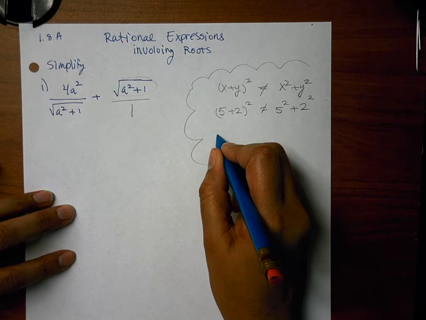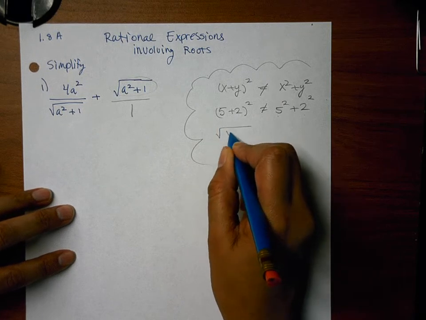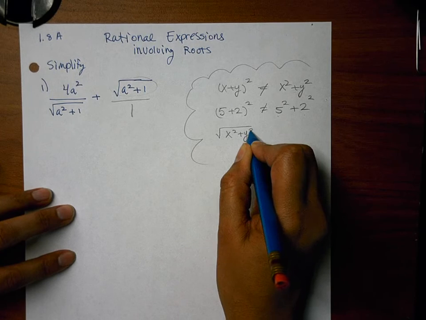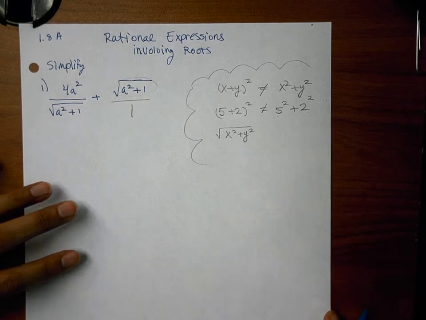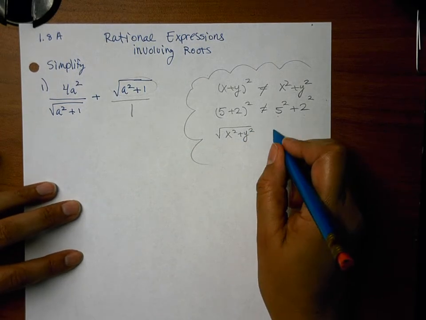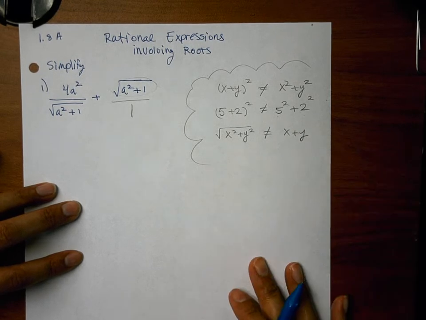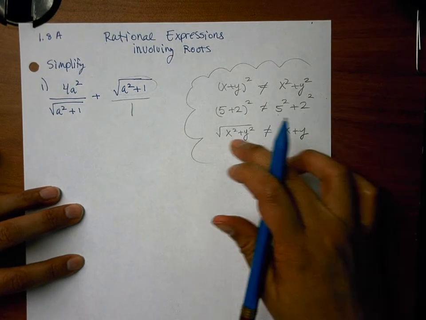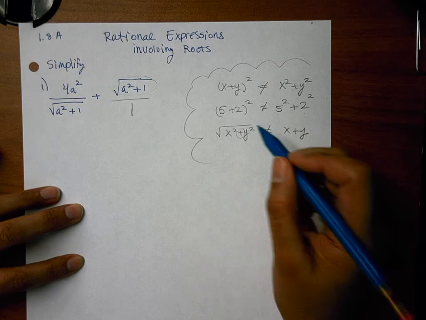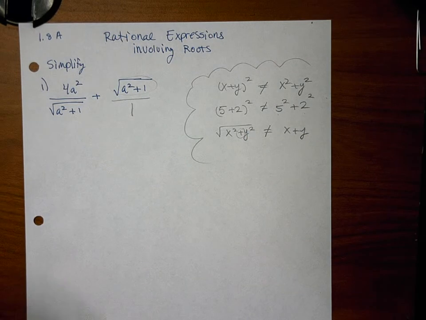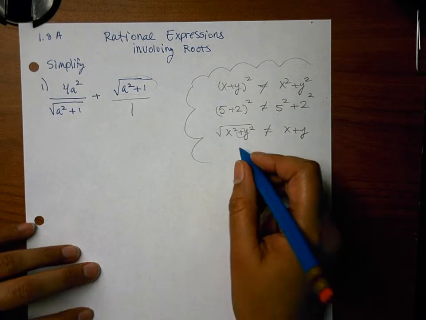The same thing is true when you're square rooting. If I have x squared plus y squared underneath the square root, kids will often say, oh, they're both perfect squares. It equals x plus y. That is incorrect. It's the same as this one. I cannot, there's a plus sign inside, plus or minus. I cannot take the square roots of individual pieces.